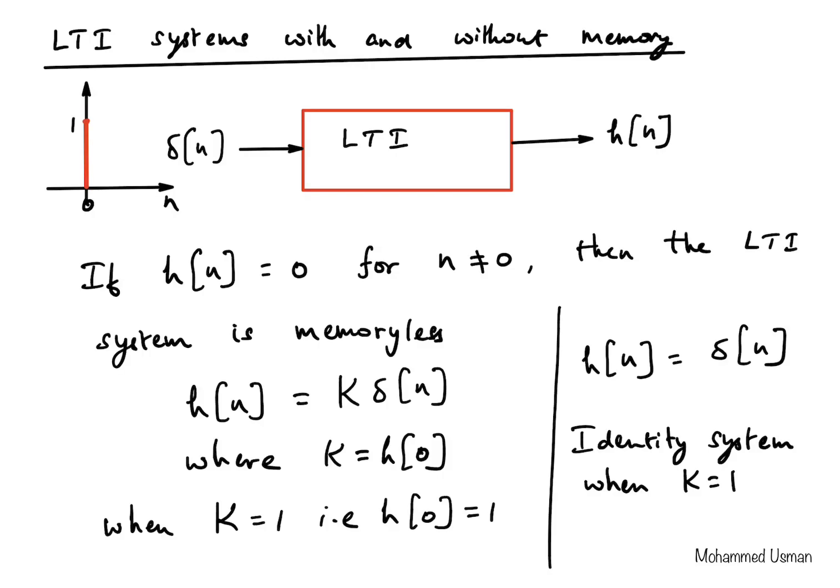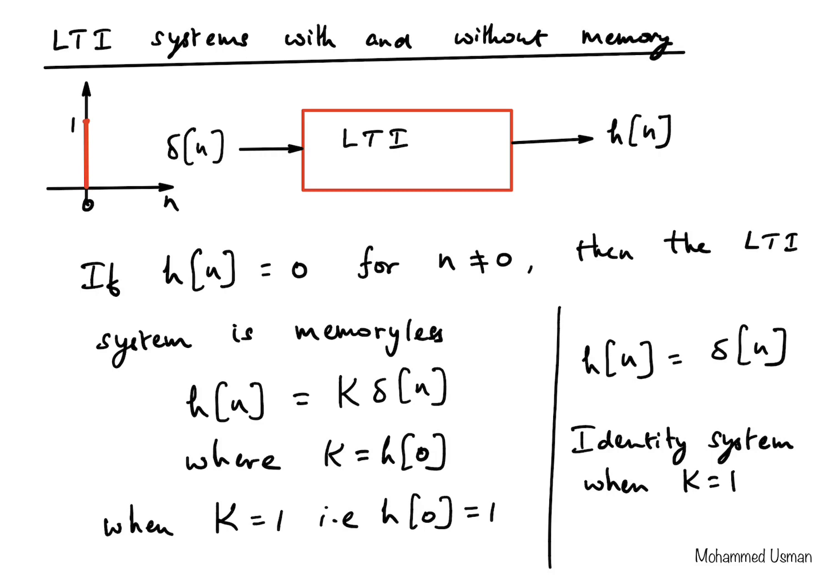Now from this we can deduce a very interesting property of convolution. From our knowledge about LTI systems, if we know the impulse response of a system h of n, we can find the output to any input signal x of n. So the output of the system to any input signal x of n is basically the convolution of the input with h of n. So that's our input-output relationship for an LTI system.